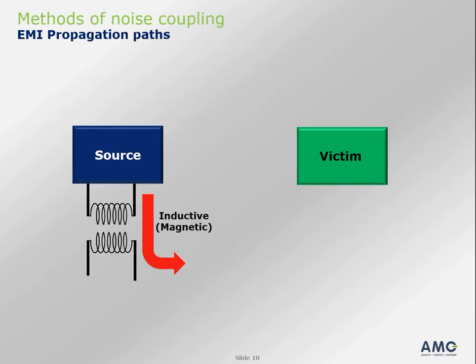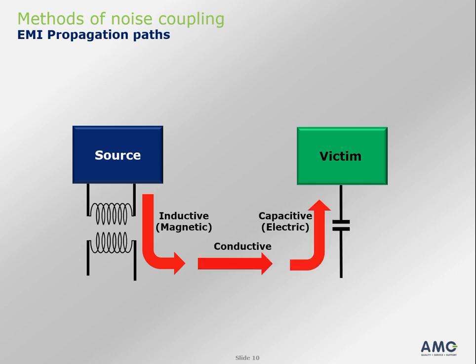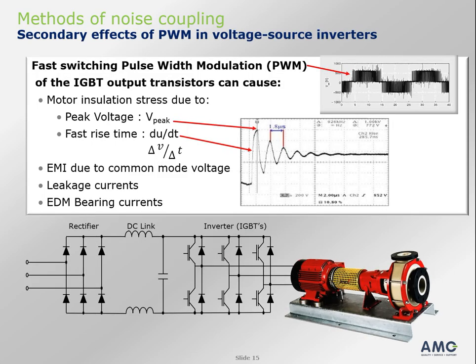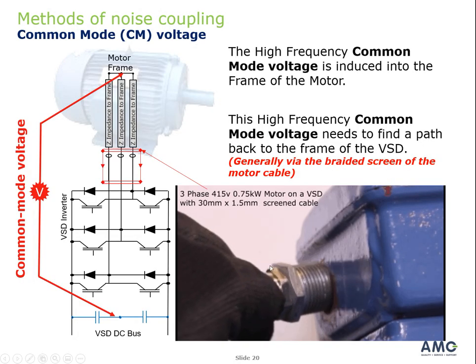Here's a slide on propagation paths, the inductive, the conductive, and capacitive and radiative paths. We also look at dU/dt and peak voltages and how that affects the windings. And also how common mode noise can affect the system and how much energy and how that energy is transmitted through the system.